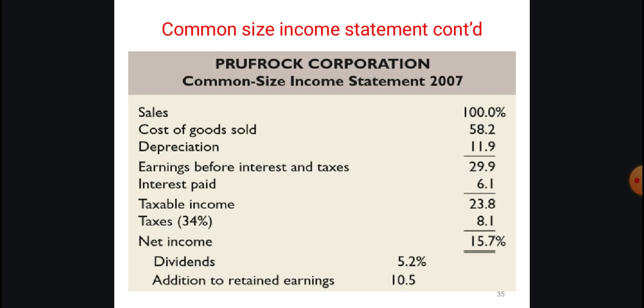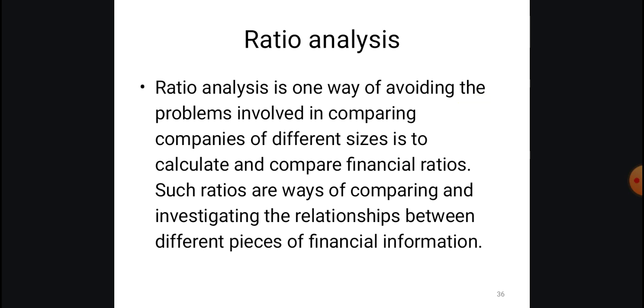Out of this, 5.2% is paid in the form of dividends to the shareholders, and the remaining is retained for business expansion or reinvestment purposes. So this way we can analyze the common size statements. By the common size statement, we are able to break down the components of the major balance sheet or income statement, and accordingly we can see the percentage or proportion of each component as compared to the benchmark. The next one is ratio analysis.